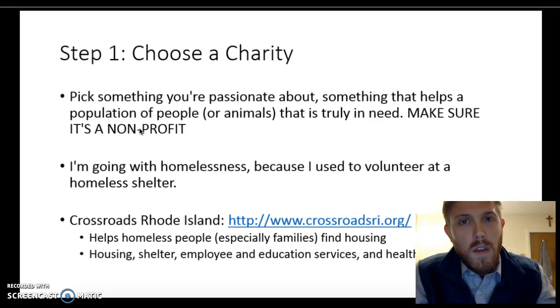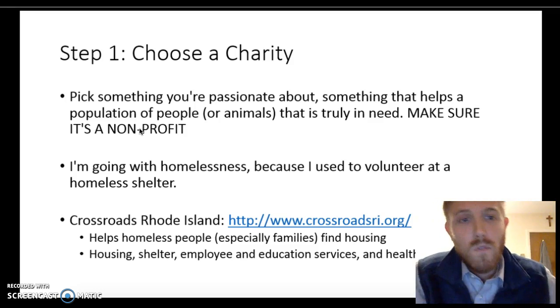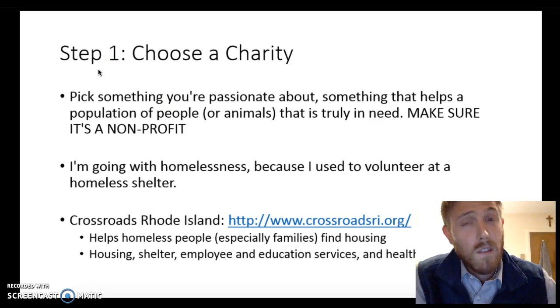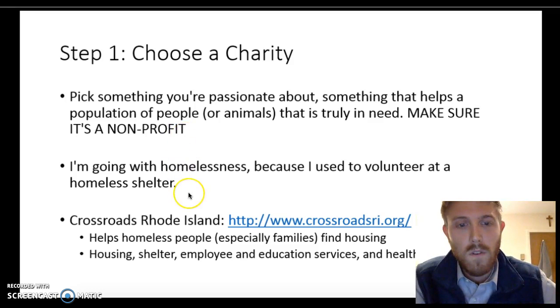So, the first step of this particular essay is to choose a charity because we're talking about persuading me and your fellow classmates to donate to a certain charity. Obviously, pick something you're passionate about because that makes it a lot easier to write. Make sure it's a nonprofit and that's not partnered with like the NFL and that some of your money is going to Tom Brady. I'm going with homelessness because I used to volunteer at a homeless shelter and so I feel kind of personally involved with that.